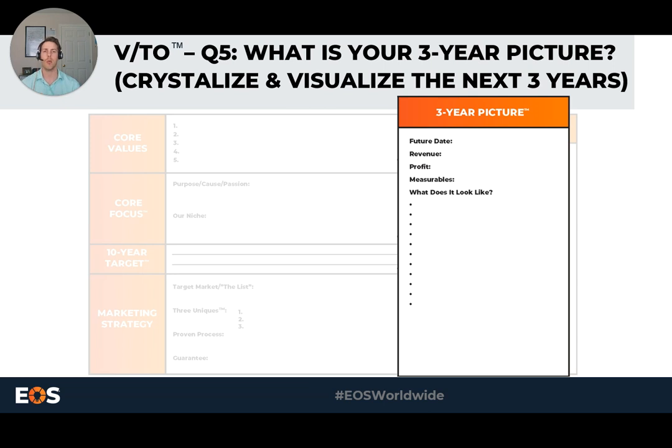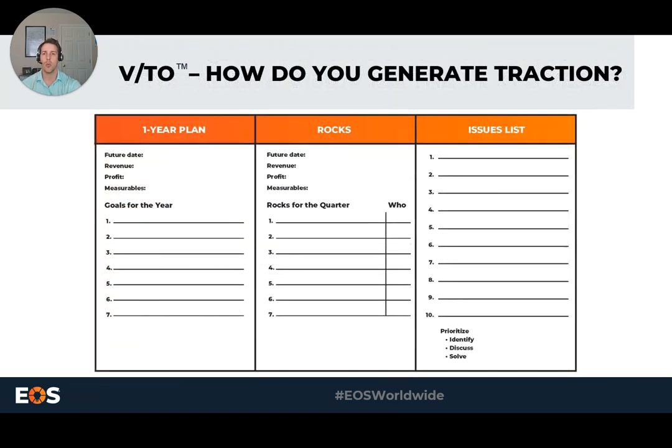The reason this is so important is that if you can see it in your mind's eye, you and your leadership team ultimately are going to have a much higher chance of actually accomplishing it, and it's going to set you up so much better for the 1-year plan. And so we start to take the vision and bring it down to the ground level with this idea of generating traction. And we do that through the 1-year plan.